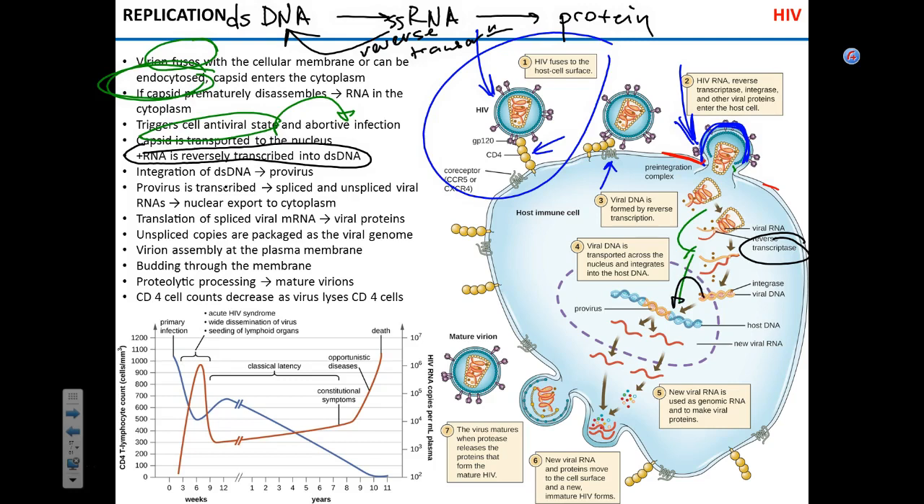And then the second bizarre step occurs. Its double-stranded DNA copy of the viral RNA genome gets integrated into a cellular chromosome. So enzyme called integrase incorporates that double-stranded DNA copy, also called a provirus, into the cellular chromosome. Does that make sense? You see what I'm trying to say? And it stays there forever.